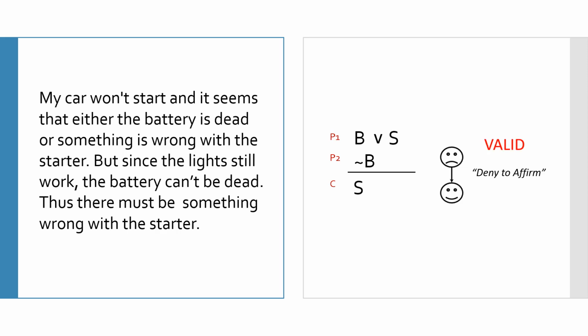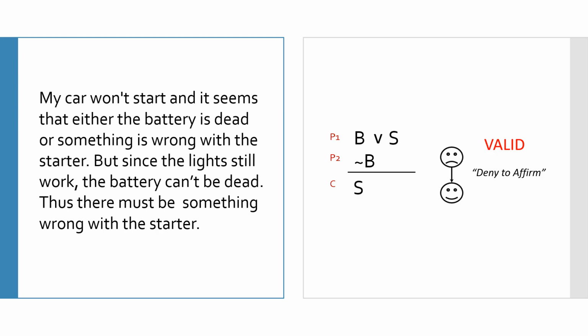Now notice what we're looking for, ideally, in this kind of an argument is this move in the second premise to deny in order to affirm in the conclusion whatever's left over. So deny to affirm is the standard valid form of a disjunctive syllogism. And if you have this form, it will always be a valid form.